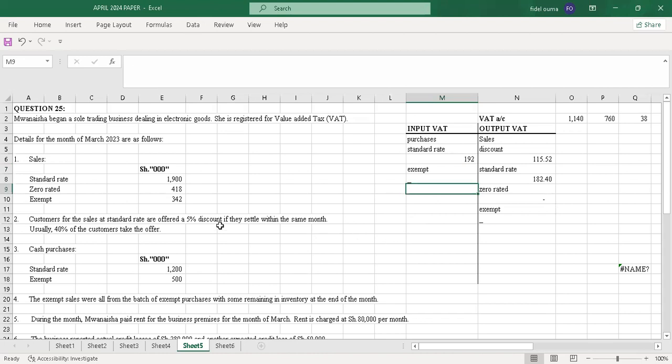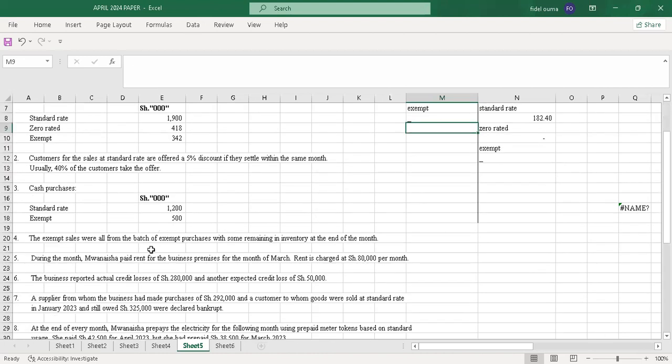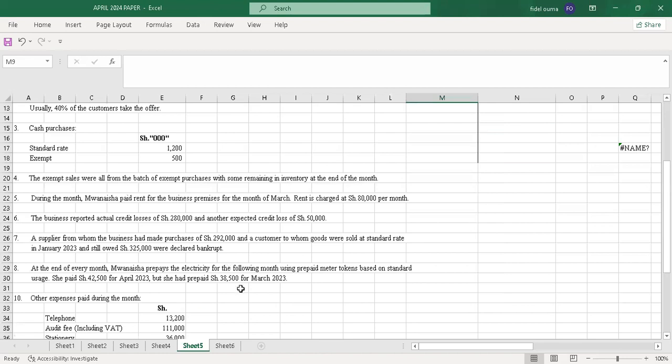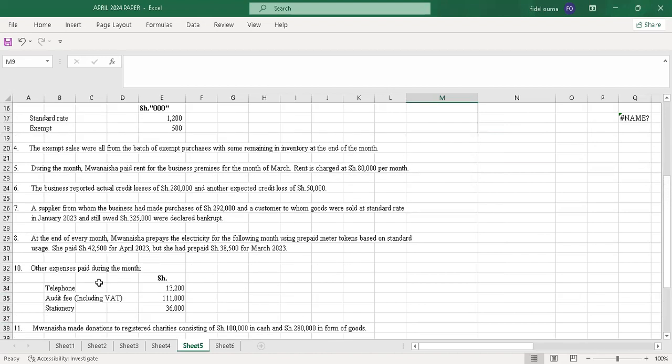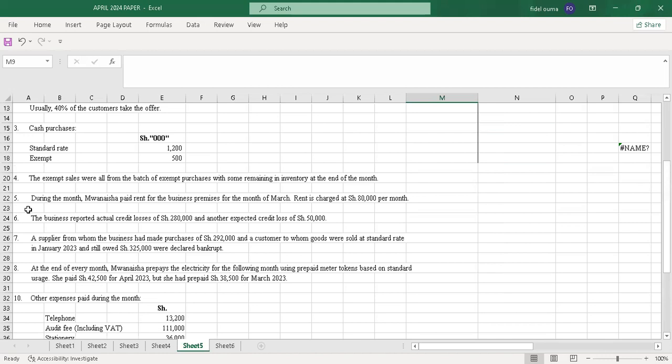So I've done that. So I'll go to number 4. The exempt sales were all from the batch of exempt purchases with some remaining in inventory at the end of the month. Yeah, so it's okay. If it's remaining there, it means that it's part of the closing inventory, which we are already given down here in additional information number 12. So I'll go to additional information number 5.